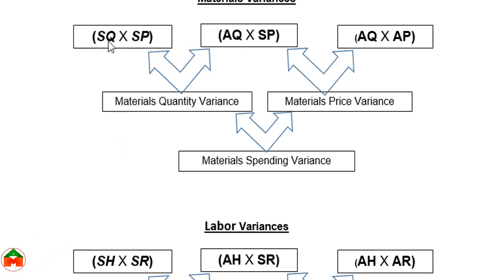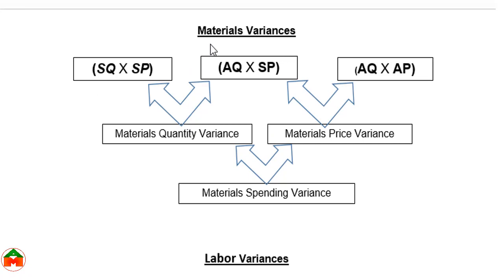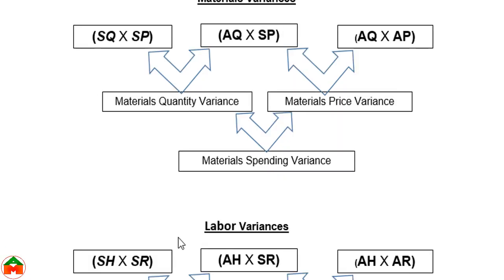Notice that here we have standard quantity, standard hour, and standard price. In the case of material variances we use price, but in the case of labor variances we use rate. If you notice very carefully, there is a similarity between this formula and this formula. For labor variance, we are going to use the standard hour and standard rate. Here: actual hour, standard rate, actual hour, actual rate.